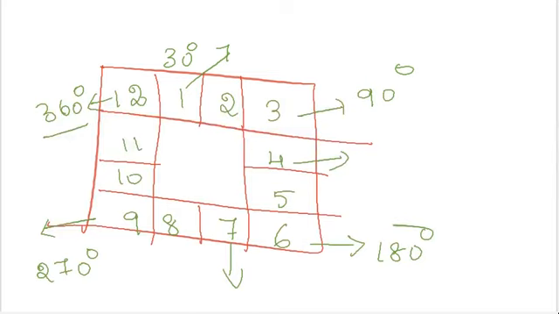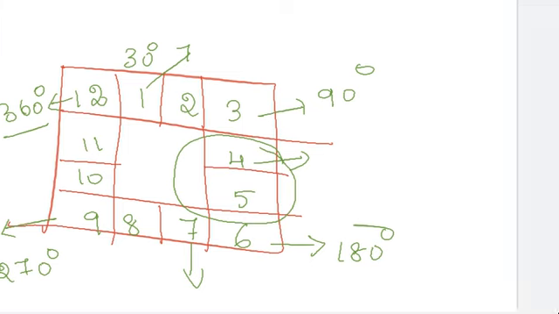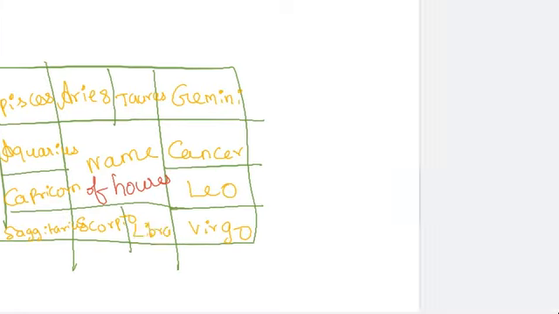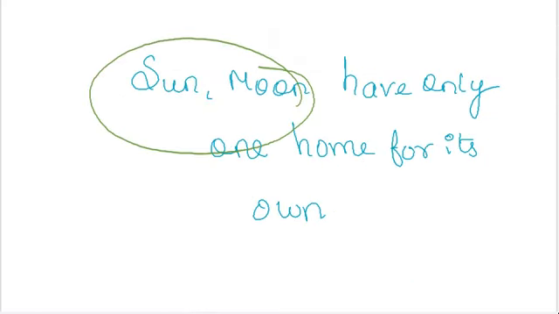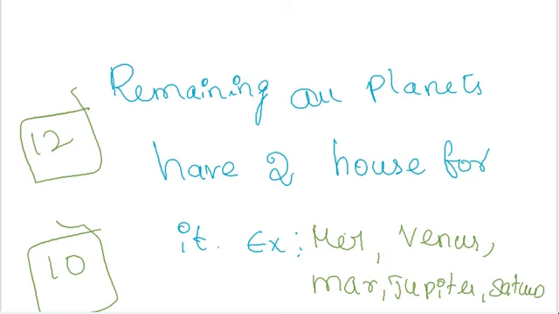Totally there are 12 houses. So this house and this house consists for Sun and Moon. Remaining everything is twice. We saw the degree and we saw the name of the houses, and each and every house has its own king, and we saw the name of the kings, and we learned how to remember the name also in a clockwise direction and also in the anti-clockwise direction. So in these 12 houses, Sun and Moon have only one home for its own. Remaining all the planets, Mercury, Venus, Mars, Jupiter, Saturn, all have two homes.